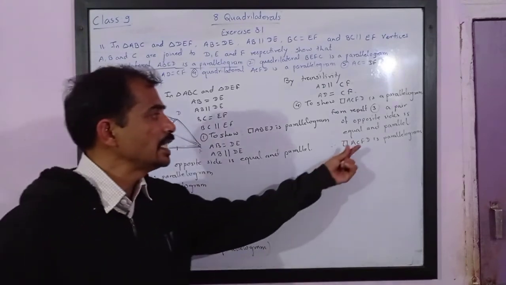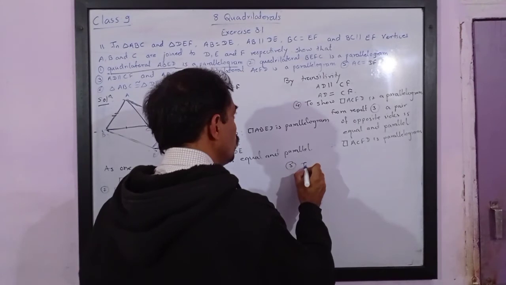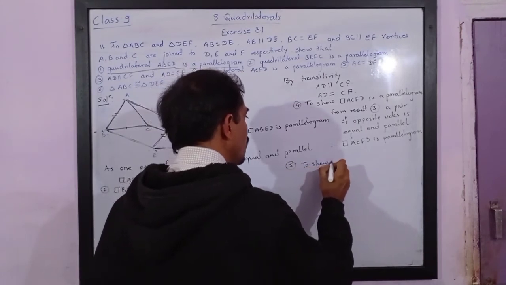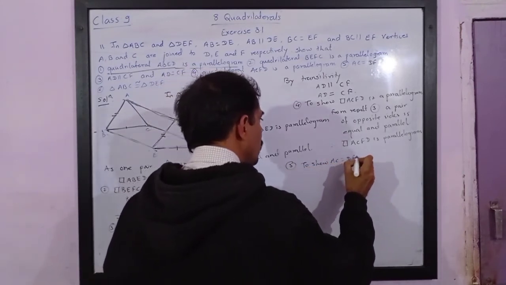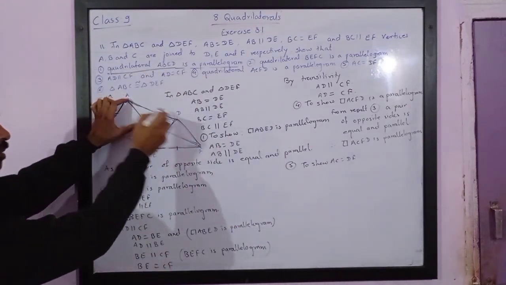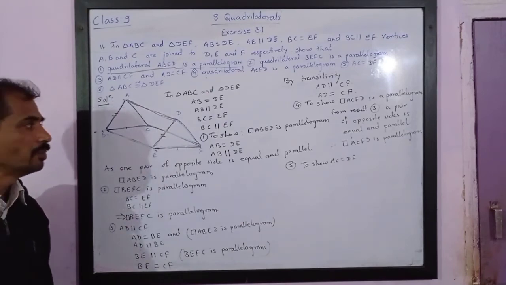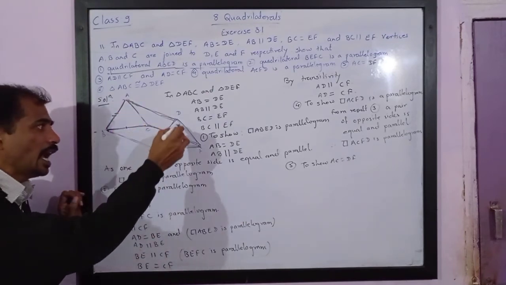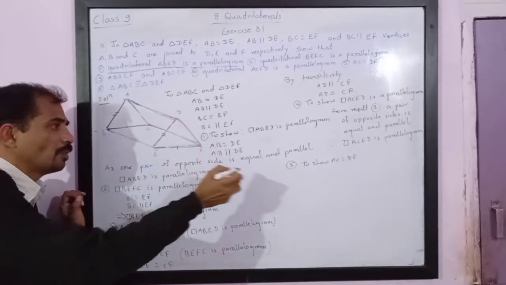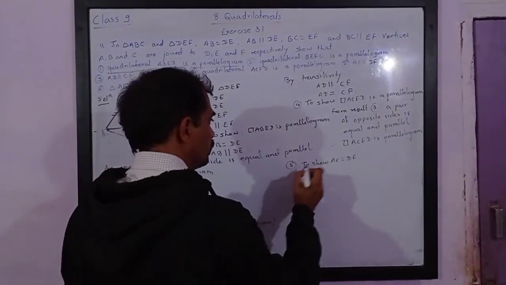See, we have said ACFD is a parallelogram. Fifth part. To show AC equals DF. From result 4, we have said that ACFD is a parallelogram. It means its opposite sides must be equal and must be parallel. See this figure. AC and DF are the opposite sides of the parallelogram ACFD. So they must be equal.